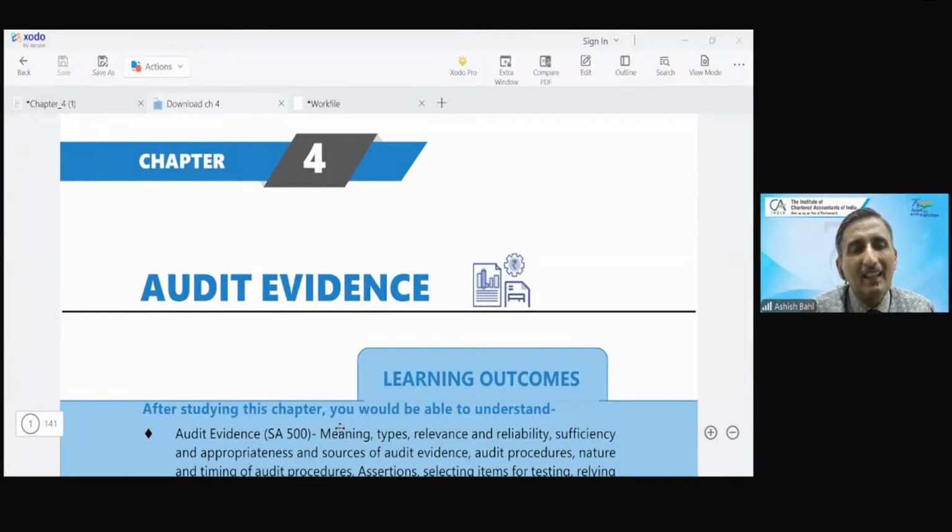It is because it would be on the basis of audit evidence that he would be drawing conclusions. And it is on the basis of these conclusions that he is going to form his opinion, which is to be reflected in the audit report, which is the main outcome of an audit process.